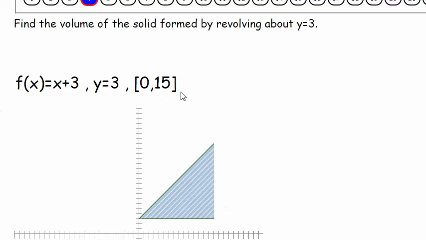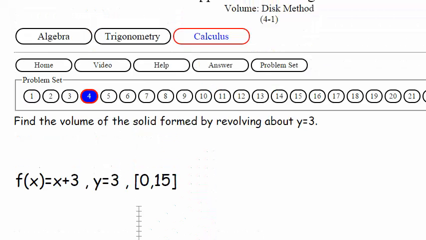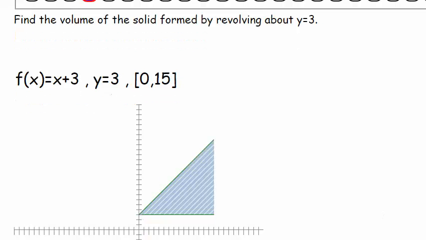Did we write that down? I don't think I did. Let me write this down. So f of x is equal to x plus 3, y equals 3, and we're on the interval between 0 and 15. And that should be 15. 1, 2, 3, 4, 5, 6, 7, 8, 9, 10, 11, 12, 13, 14. I do that just to make sure.